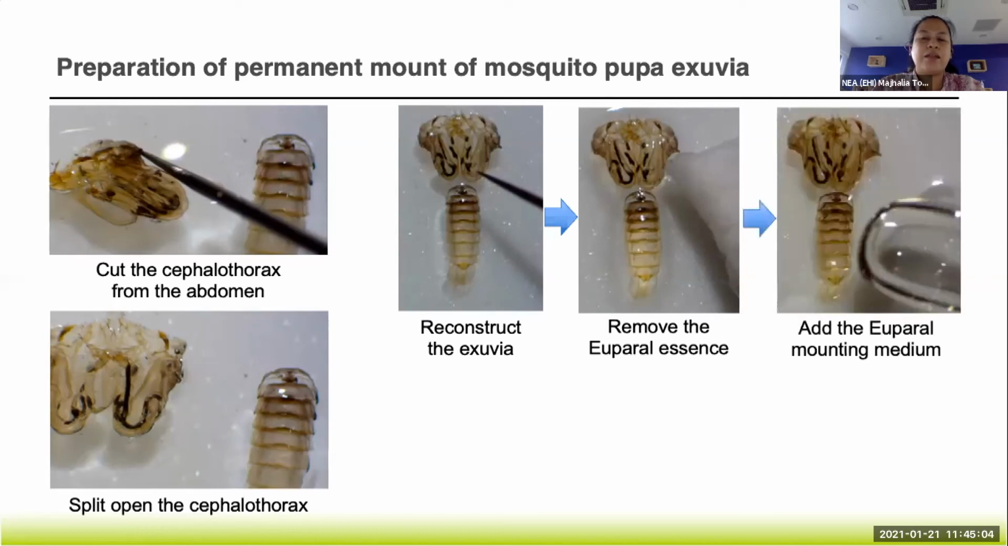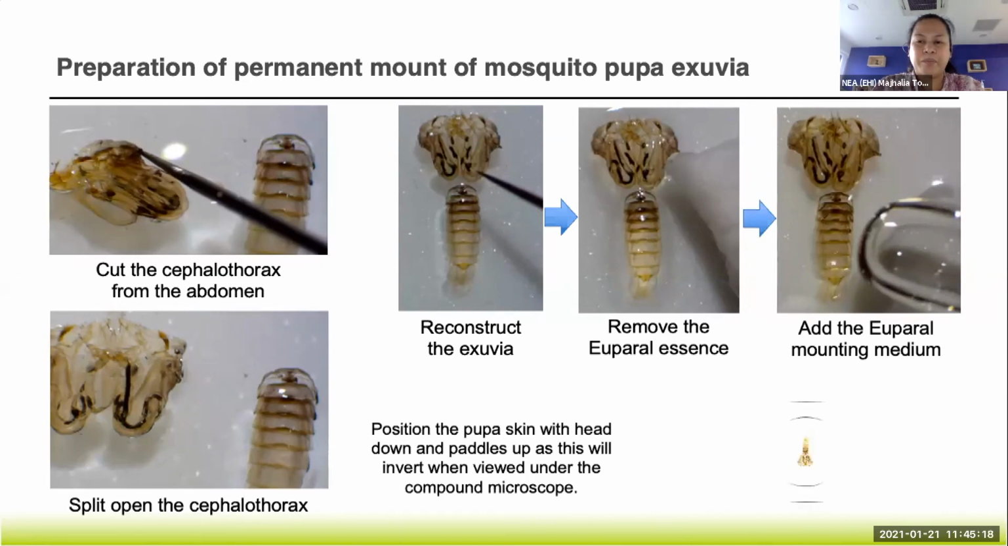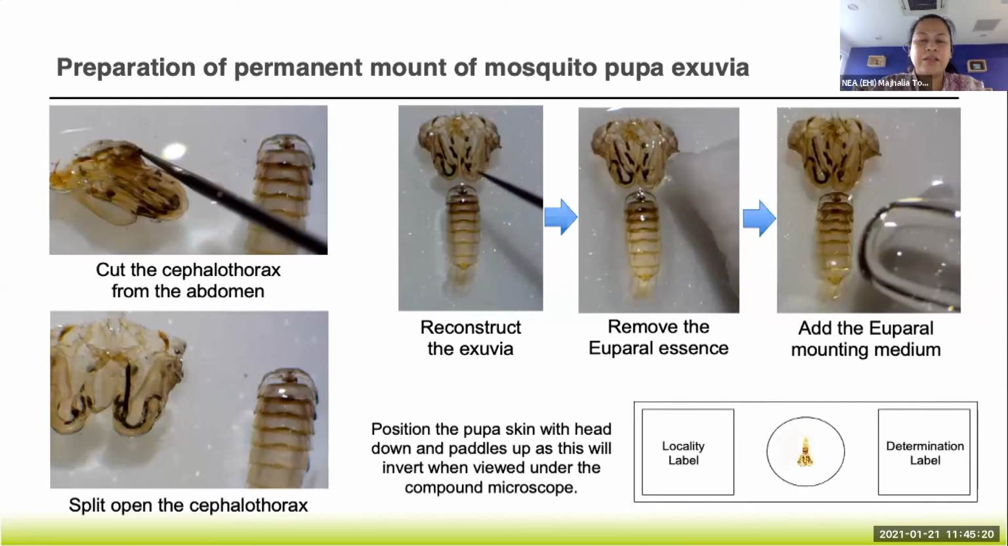All right, and then once you remove the excess essence, you can put a drop of euparal mounting medium. Again, we usually leave it exposed in the oven for 24 hours before we put the cover slip. Just like the larvae, we usually put the cephalothorax down with the paddles up, so that when the image inverts in the microscope, it will be right side up.